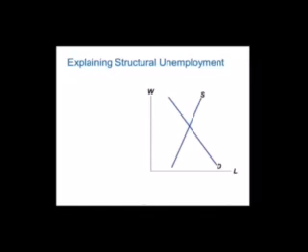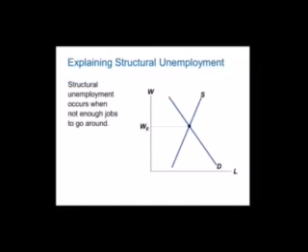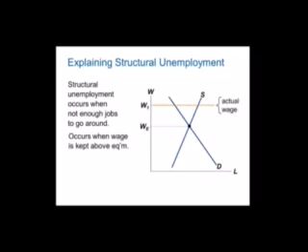Now there's another kind called structural unemployment. Structural unemployment happens, if this is the demand for labor, and that's the supply of workers, and that's the wage, when there are not enough jobs to go around. This normally happens when the wage is kept above equilibrium. So even though the equilibrium wage is WE, for some reason the wage is actually kept at W1.